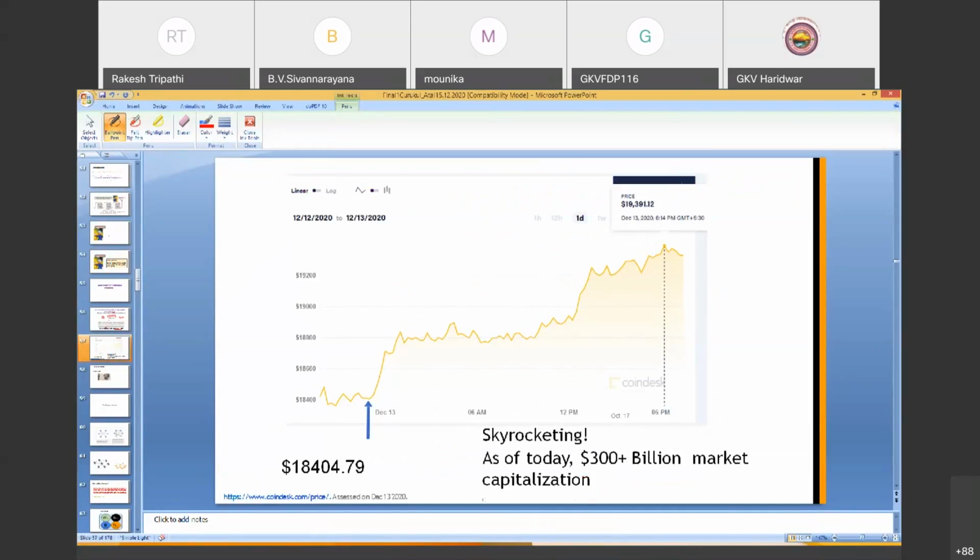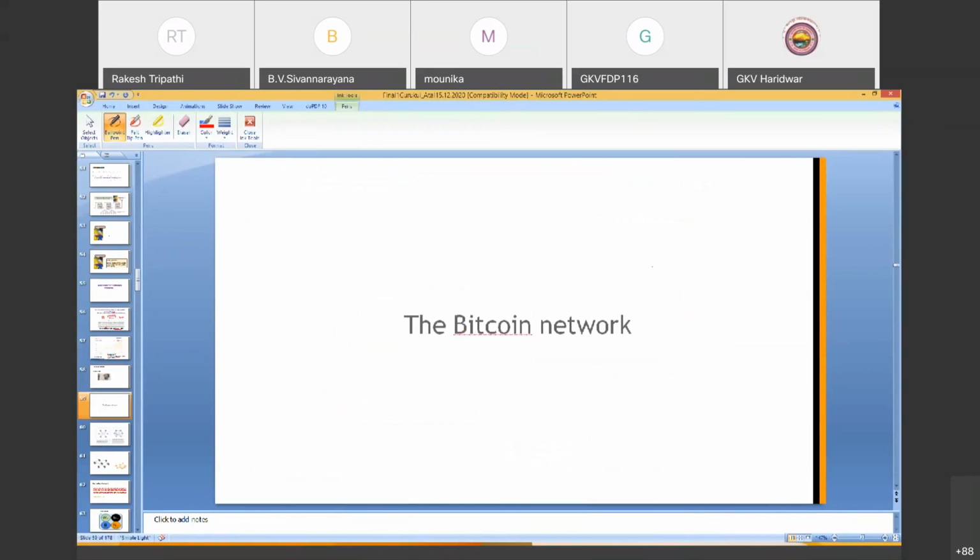And if you see, the Bitcoin market is more than $300 billion. Its price varies a lot. Two days back, its price was $19,000, and now it is more than $90,000 for one Bitcoin. And Bitcoin's face, nobody knows.